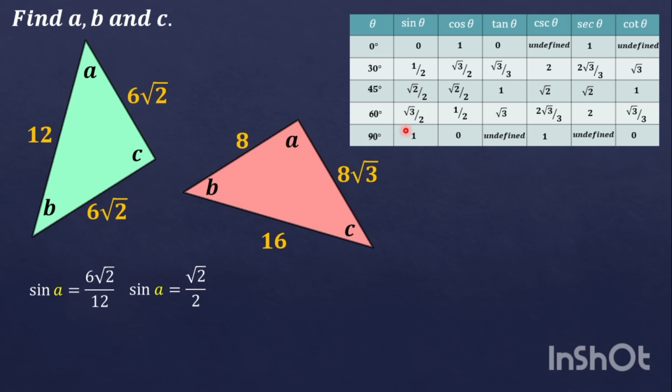Okay, silip ka dun sa ating table. So, your sin square root of 2 over 2. Ano po ba yung sa sin natin na square root of 2 over 2? That is 45 degrees. So, the measure of angle A is equal to 45 degrees. Kasi nakuha mo, square root of 2 over 2. So, sin square root of 2 over 2 is 45 degrees. So, ang measure po ng angle na to ay 45 degrees.